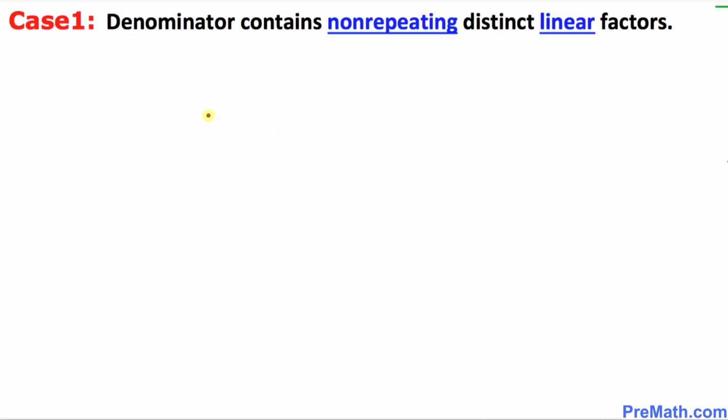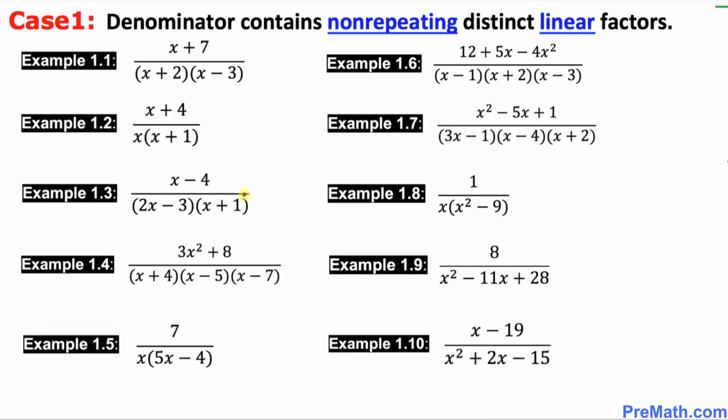And here is our case number 1. In this case, the denominator contains non-repeating, distinct, linear, keep in your mind, factors. Once again, in this case, the denominator contains non-repeating linear factors. And here are some of the very important examples for this case number 1.